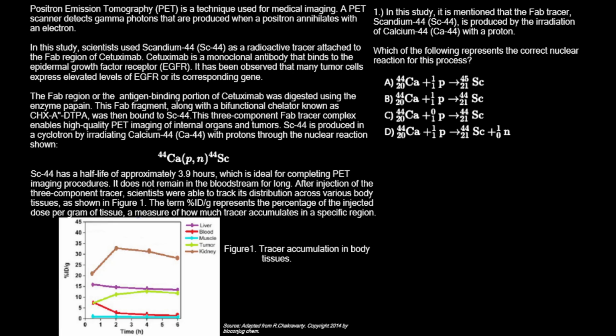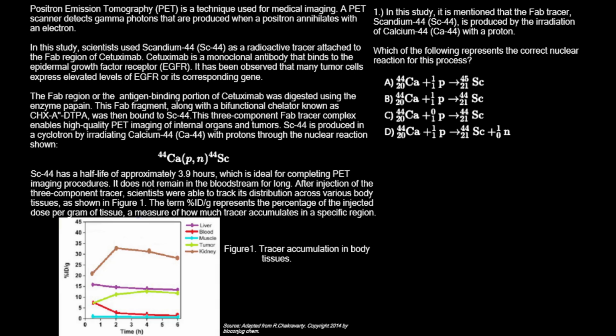After injection of the three-component tracer, scientists were able to track its distribution across various body tissues, as shown in Figure 1. The term percent ID per gram represents the percentage of the injected dose per gram of tissue, a measure of how much tracer accumulates in a specific region. Figure 1, tracer accumulation in body tissues.